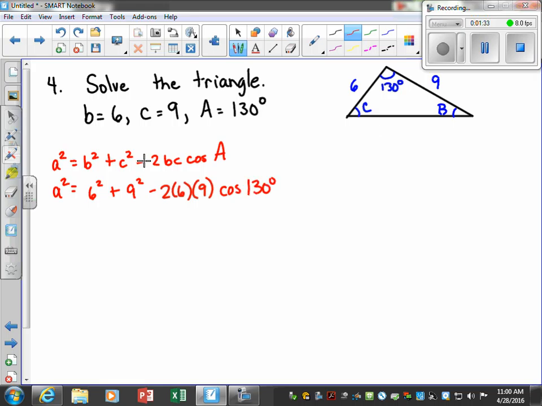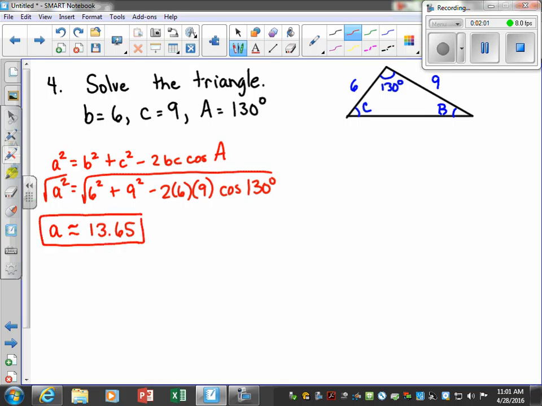And this nicely gave us everything for this formula just strictly from here without needing the visual. So some of you may not need that at all. Square root this entire thing. So A is approximately, that's going to be 36 plus 81 minus all of this. It's approximately 13.65 after you take the square root. Okay, so we have side A, side B, and C now.